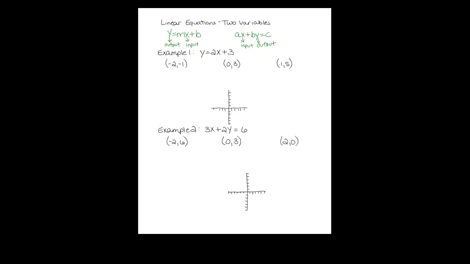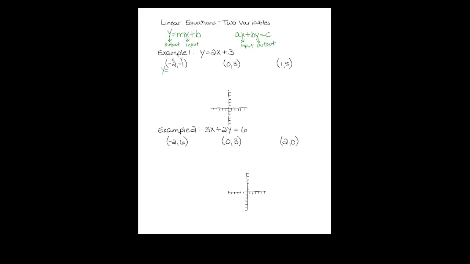So looking at example 1, we have a linear equation in slope-intercept form, y equals 2x plus 3, and we're asked to verify that the ordered pairs below satisfy this equation. In order to verify, all you need to do is plug in. Here we have the ordered pair -2, -1. Here the -2 is x, the -1 is y.